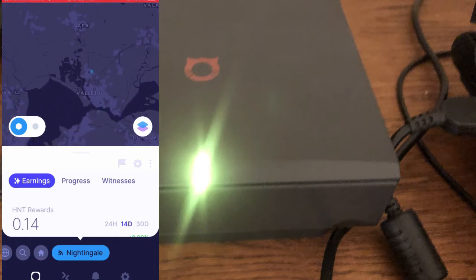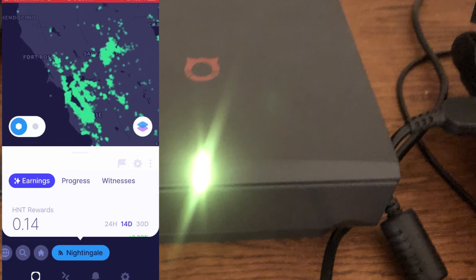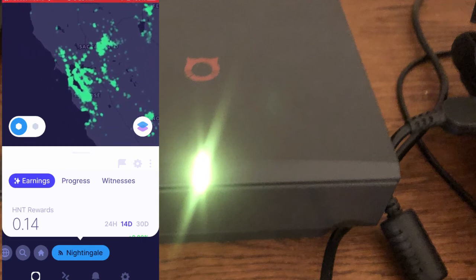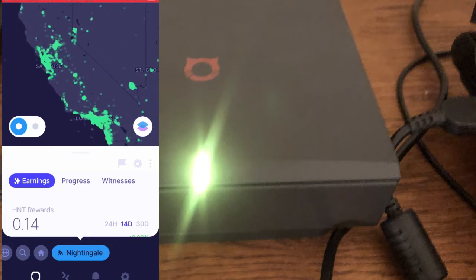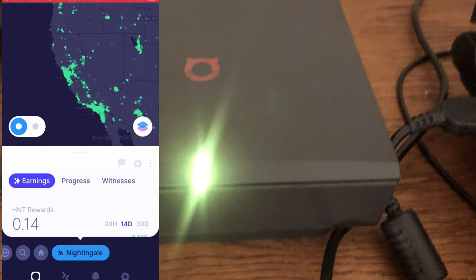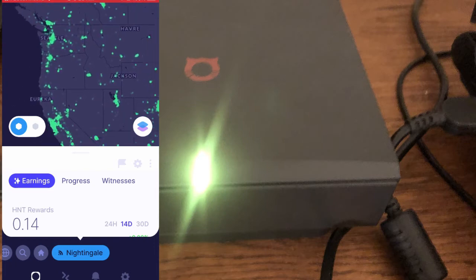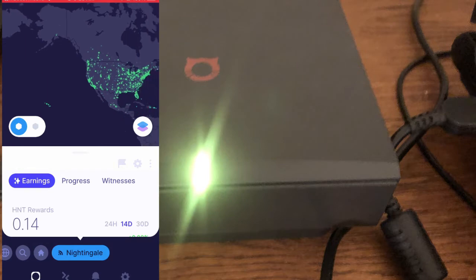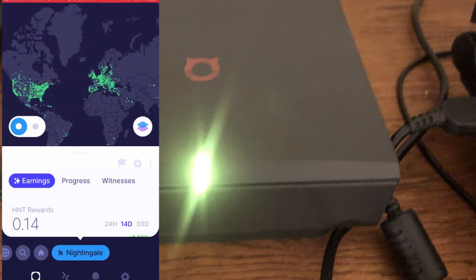So as you can see, this is where I'm around. This is my area right here. There's only a few hotspots nearby, but if you zoom out, you'll notice that there's a lot in the California area where I'm from, like the big cities. There's a lot there, so you get the idea.